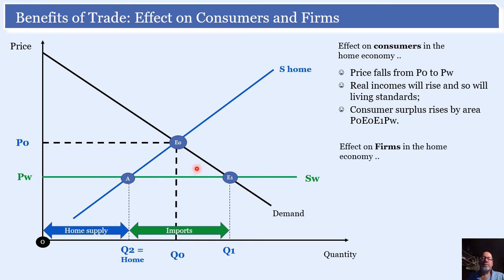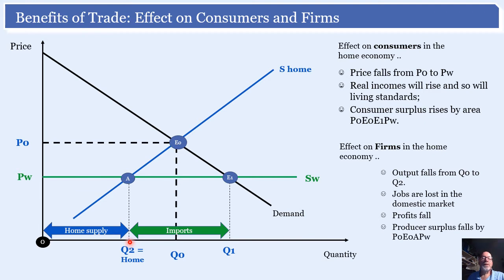The effect on the firms, however, is that in the home economy here, their output is falling from Q0 to Q2. So there's going to be a reduction in the output of, in this case, UK firms. So jobs will be lost in the domestic market, profits will fall, and also their producer surplus, which was this area here, has now gone down to this area here, and so they lose a surplus which is equivalent to this area here. So that's quite a neat way of looking at it in terms of the surpluses.